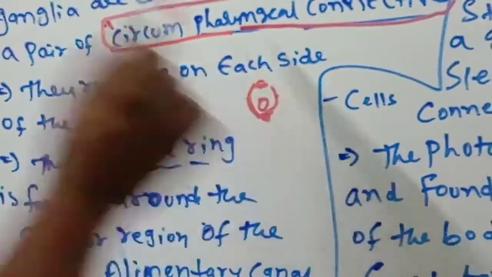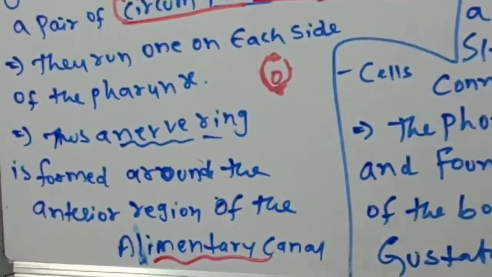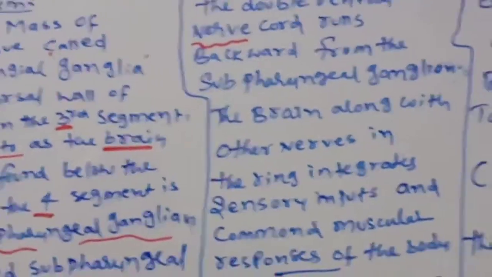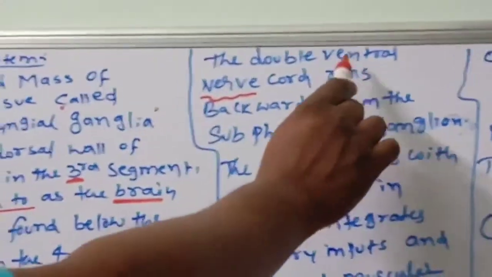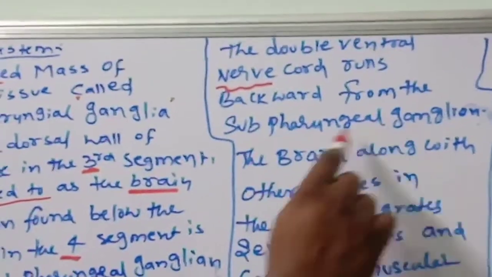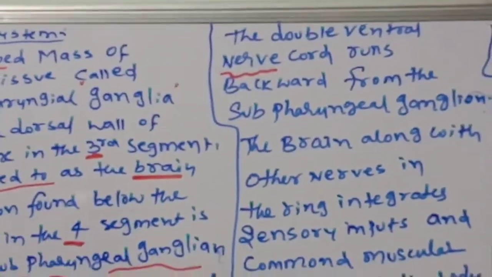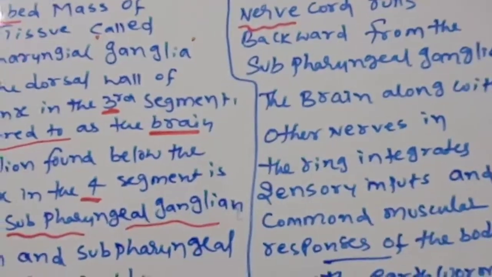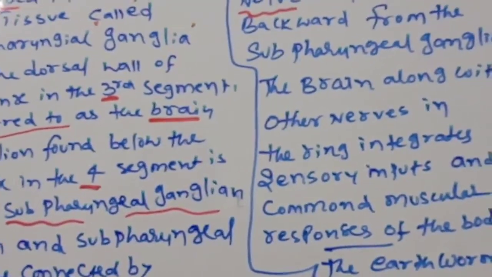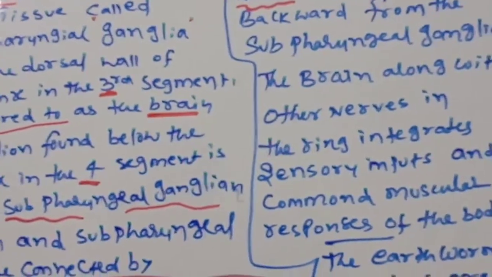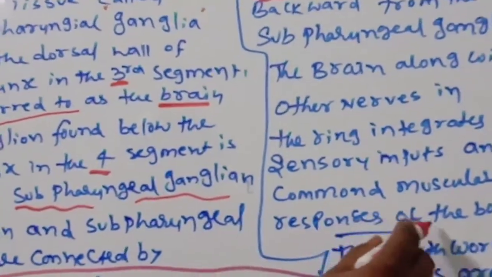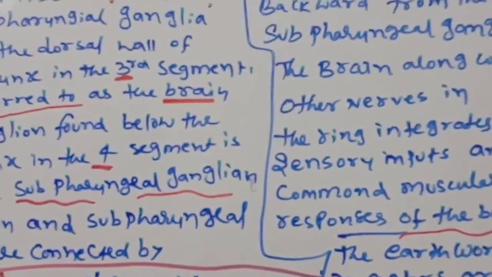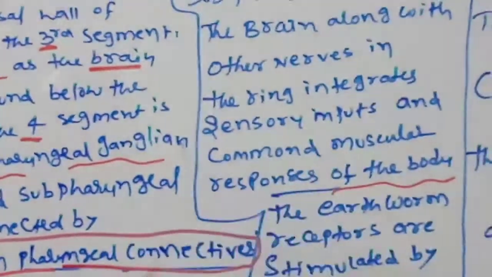So this is the nerve ring, formed around the anterior region of the alimentary canal. The double ventral nerve cord runs backward from the subpharyngeal ganglion. The brain along with other nerves in the ring integrates sensory inputs and commands the muscular response of the body. So the brain takes in the inputs and commands the muscular response.